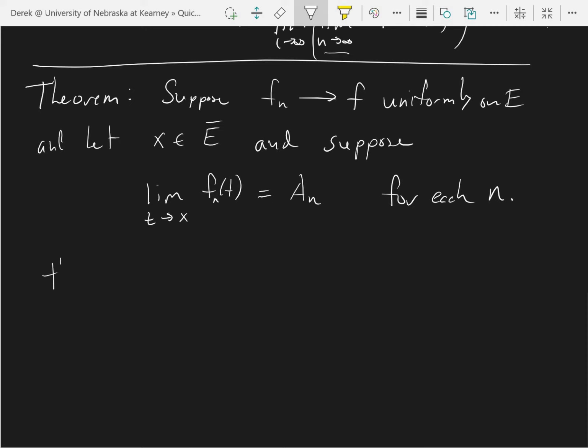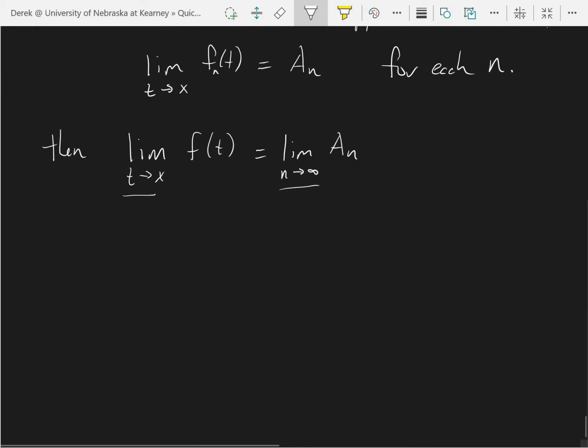Then the conclusion is, then the limit of f of t as t goes to x is equal to the limit of a sub n as n goes to infinity. So I've got my inputs approaching x, and I've got my functions getting closer and closer to f. So I've got that sort of which one comes first thing.